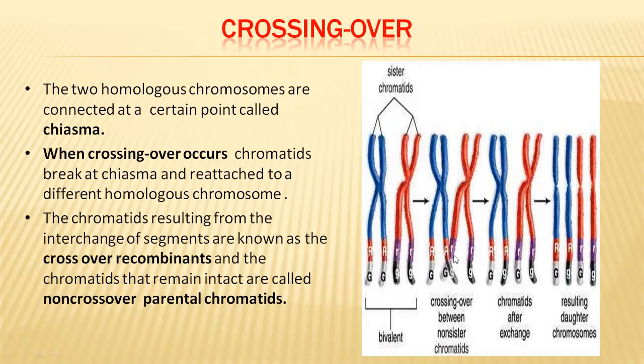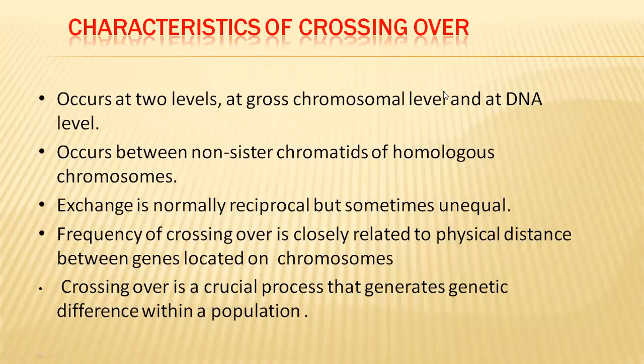So after the crossing over is finished, these exchanging parts are called as crossover recombinants, and remaining chromatids which did not participate in the recombination or which did not participate in the crossing over process are called as non-crossovers or parental chromatids. So two crossover recombinant chromatids will be there and two non-crossover parental chromatids will be there as a result of this crossing over.